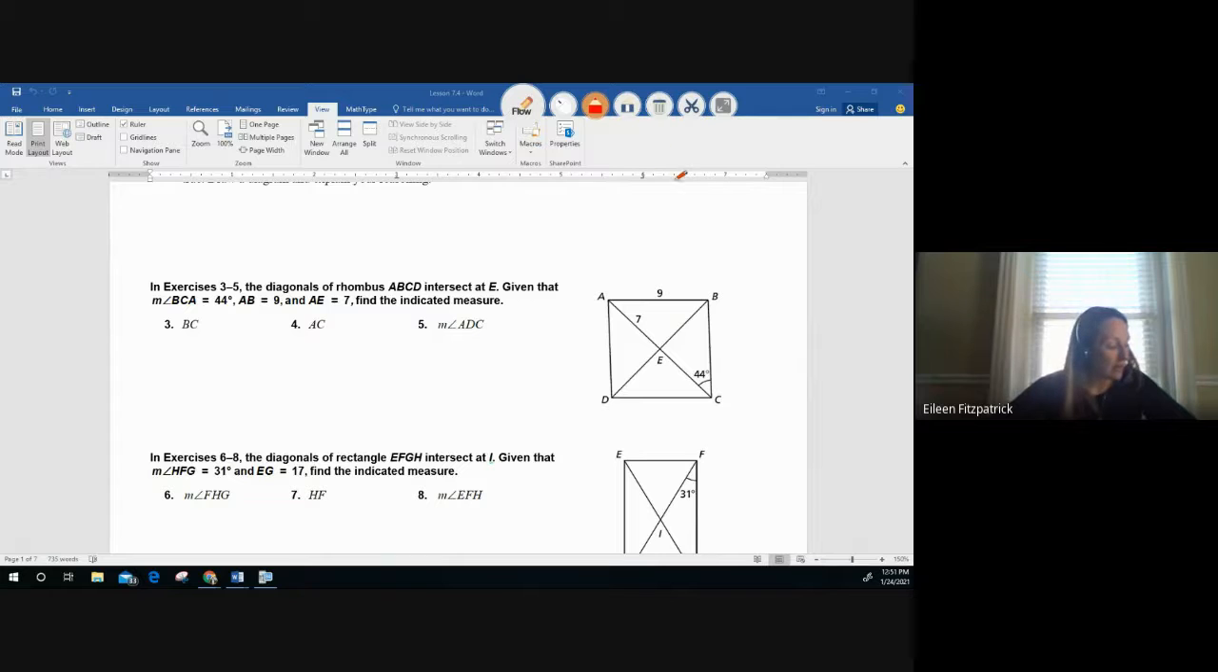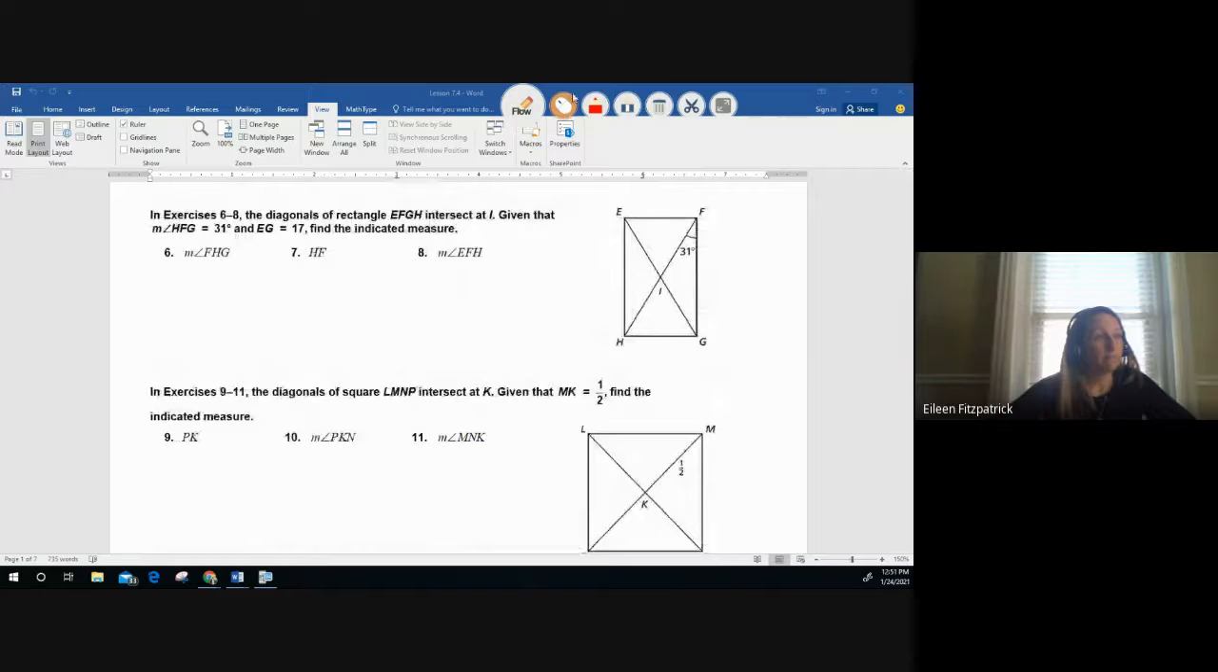All right, let's go down to numbers 6, 7, and 8. In exercises 6 through 8, it says the diagonals of the rectangle. So again, as soon as you read rectangle, everything about rectangles needs to be going through your head. Everything about a parallelogram is true, but I also know that I have 4 right angles. I know that the diagonals are congruent and bisect each other, which means all 4 little pieces are congruent. There are other markings I can make, but let's just see what we need to figure out.